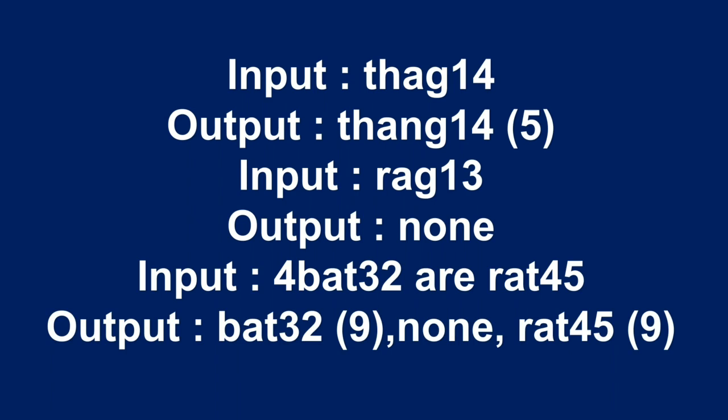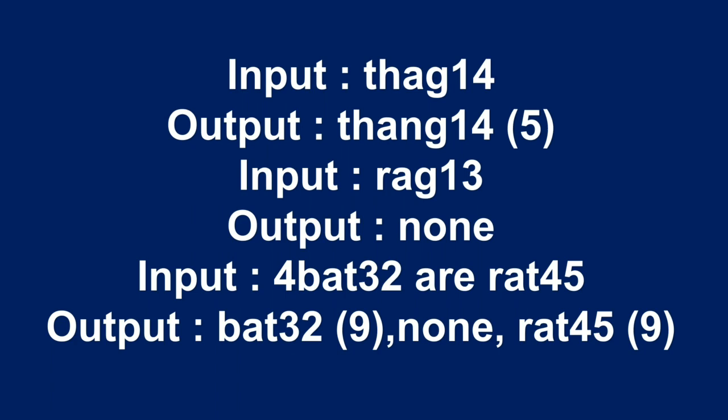I don't remember the exact question, but this was the overall input and output that was expected. If you see in the input, the letter T is there, right? THAG14. So the output should be THAG14 followed by, in braces, the sum of the numbers inside that string. Basically, if the given input has the character T and it contains numbers, we should display the output as the same string with the sum of the numbers inside it in braces.